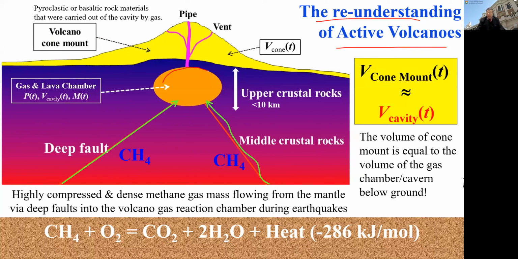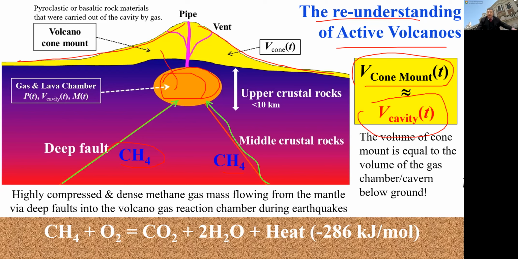That's the chamber material, the rocks, and then they come to this cone mountain and ashes far away. And the gas reaction here, the gas CH4, comes with the earthquake. So the earthquake induces lots of gas to come here in a chain reaction, from the deep fault, okay? So then the cone-shaped mountain, the volume of this cone mountain rock is almost equal to the size of the cavity. So when this collapsed, this settled here and became a crater. So the volume of the cone mountain is equal to the volume of the gas chamber or cavity below the ground.